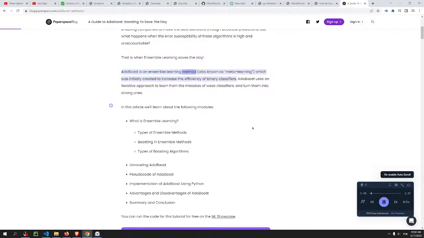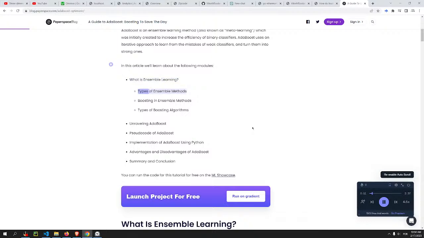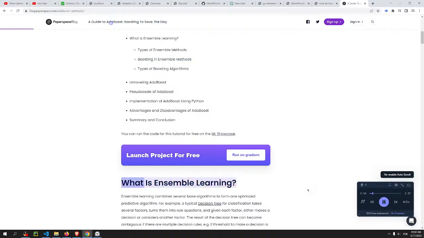AdaBoost is an ensemble learning method, also known as meta-learning, which was initially created to increase the efficiency of binary classifiers. AdaBoost uses an iterative approach to learn from the mistakes of weak classifiers and turn them into strong ones. In this article, we'll learn about the following modules. What is ensemble learning? Types of ensemble methods. Boosting in ensemble methods.